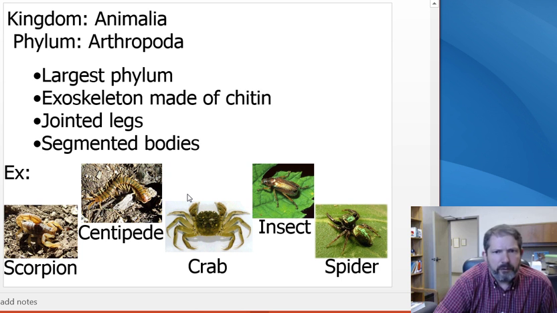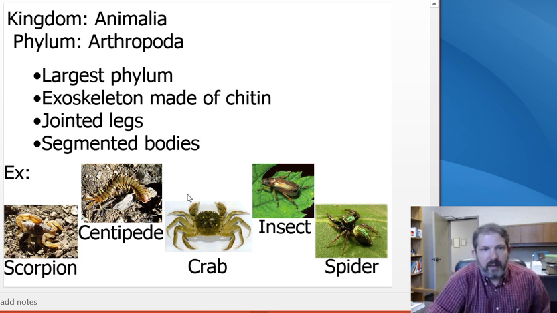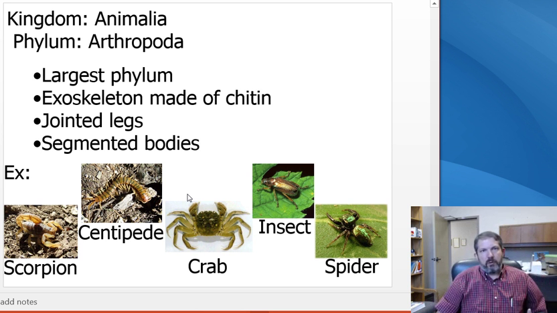Okay, arthropods, a big, huge, successful group of animals. The most successful group of animals, the largest phylum, and the exoskeleton is made of chitin. So that scorpion was an example. Its shell, its outer skeleton, it has no inner skeleton. It doesn't have any bones. The outer skeleton is a skeleton because muscles are still attached to it, and it's involved in movement, but it's made of chitin, which is a protein.